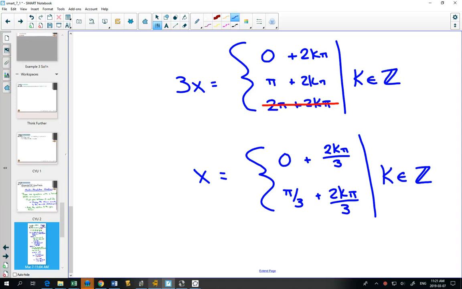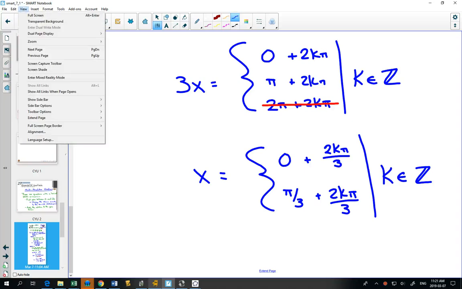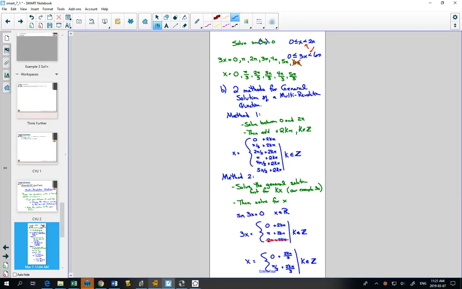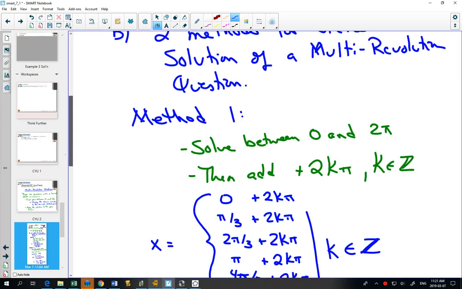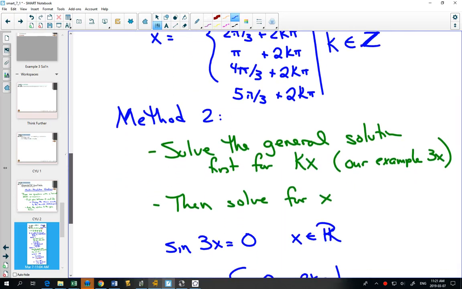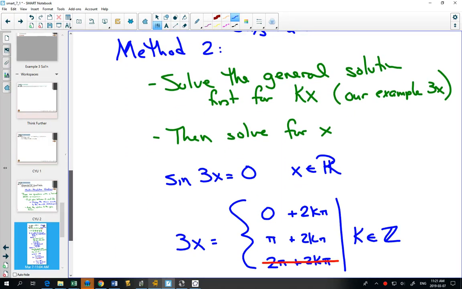Yes, I can scroll back up. Do you want to, I think this would be a good time to, no, that's too much. I'll just scroll up. Zoom page width, scroll back to method 2 right at the beginning. Is that good?